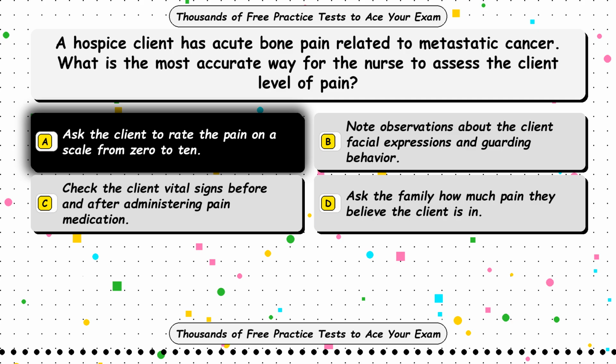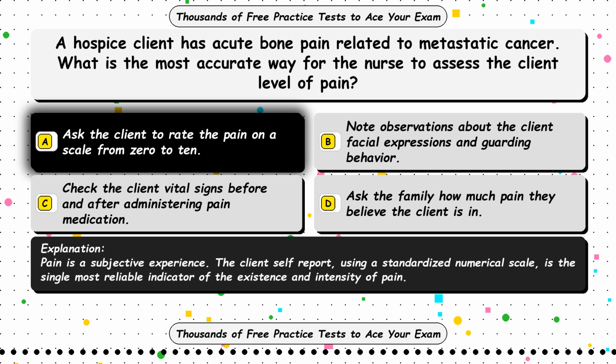The correct answer is option A. Ask the client to rate the pain on a scale from 0 to 10. Pain is a subjective experience. The client self-report, using a standardized numerical scale, is the single most reliable indicator of the existence and intensity of pain.